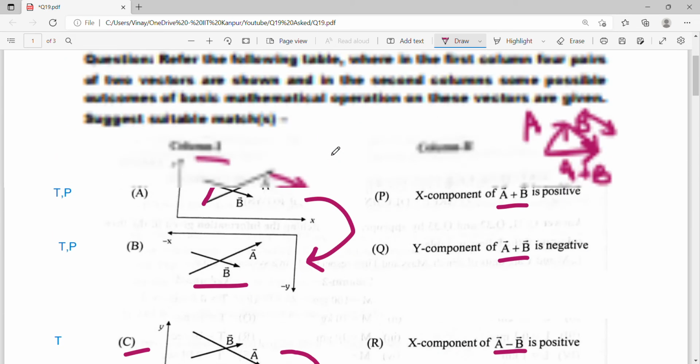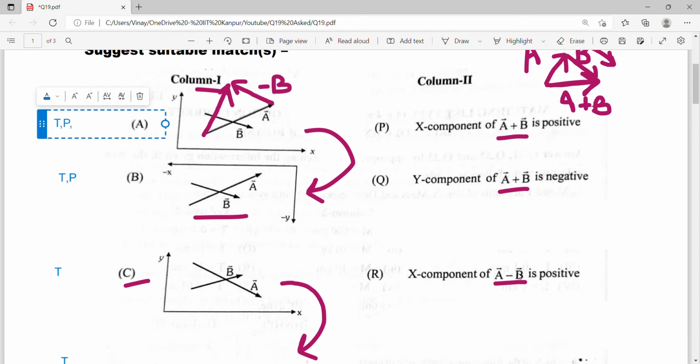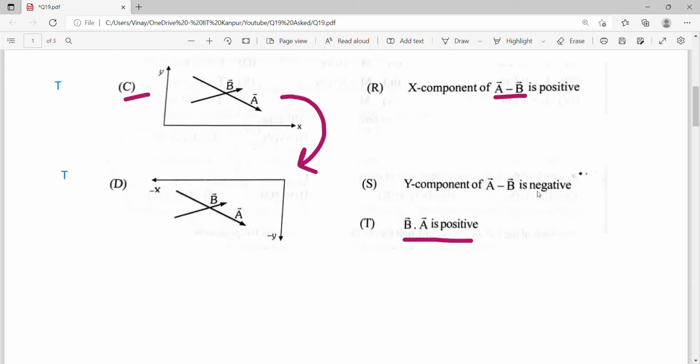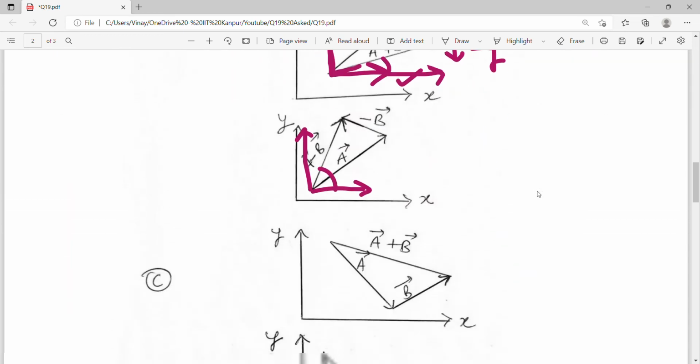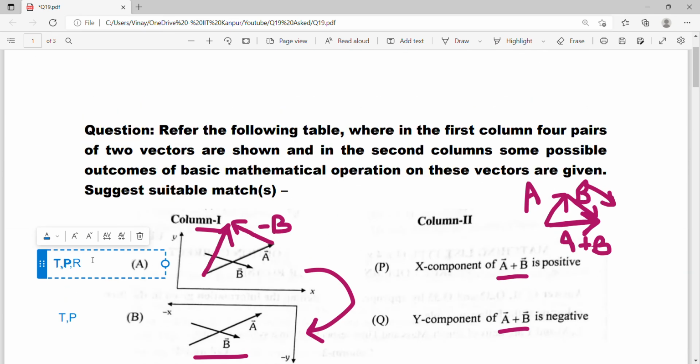तो A वाले पार्ट का और क्या आंसर हो जाएगा? देखो, X component of A minus B is positive, तो R is correct. और क्या है? Y component of A minus B is negative, नेगेटिव था. देखो यहाँ पे Y component of A minus B is positive as well, वो भी पॉजिटिव है यहाँ पे, राइट? सो इसका ये TPR सही हुआ. तो पहला ऑप्शन हो गया.